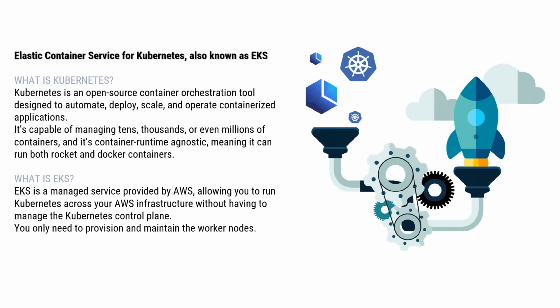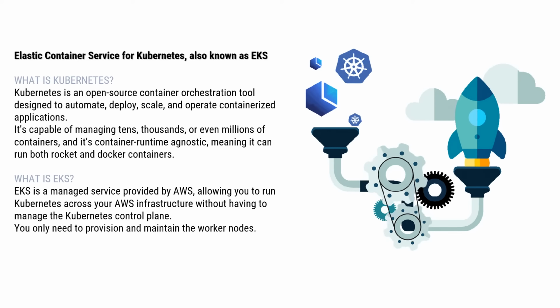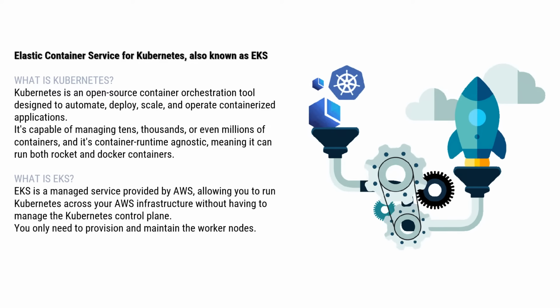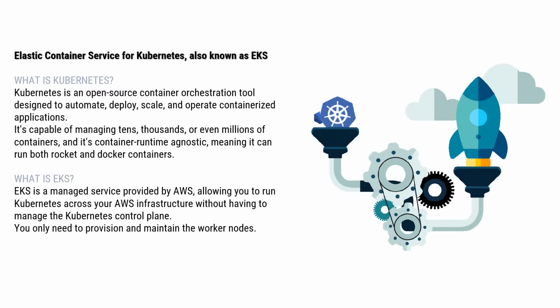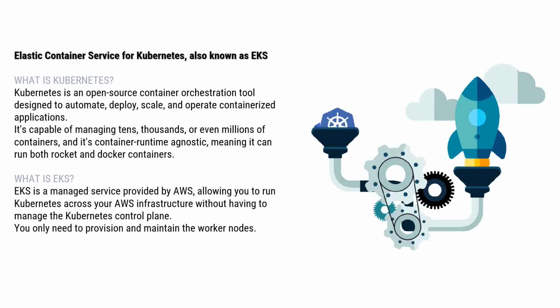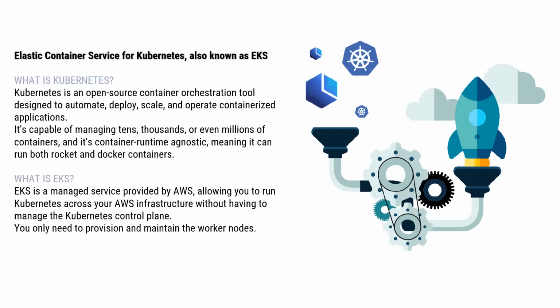EKS is a managed service provided by AWS, allowing you to run Kubernetes across your AWS infrastructure without having to manage the Kubernetes control plane. You only need to provision and maintain the worker nodes.